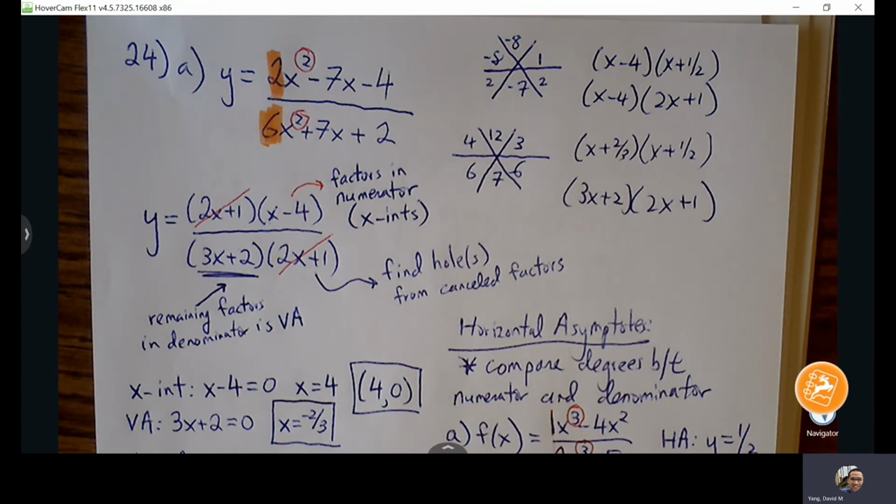Whenever the denominator is higher, it's always 0. So make sure you say 1. That's right, no x-intercept, because all the x's are gone. The 5 is not going to do anything to produce it.